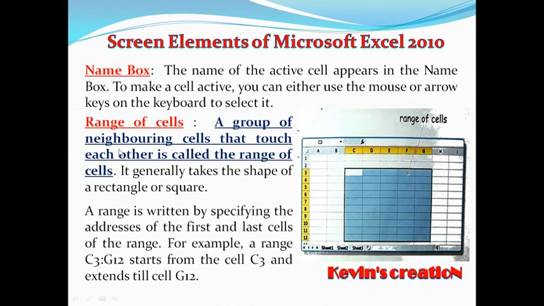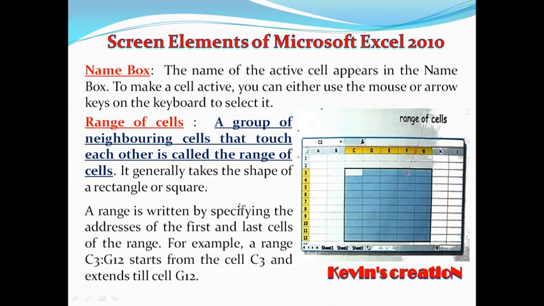Then comes range of cells. A group of neighboring cells that touch each other is called the range of cells. So this is called the range of cells, which is highlighted with blue. It is written here, range of cells. It generally takes the shape of a rectangle or square. So it is in the form of a rectangle or a square. The range is written by specifying the address of the first and the last cell of the range.